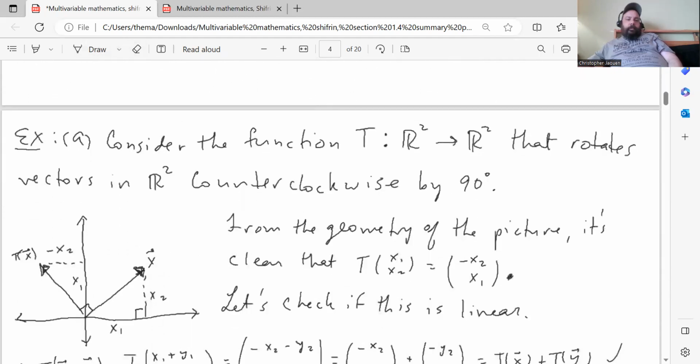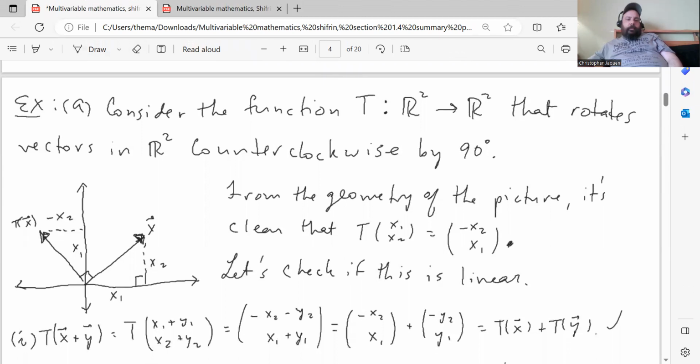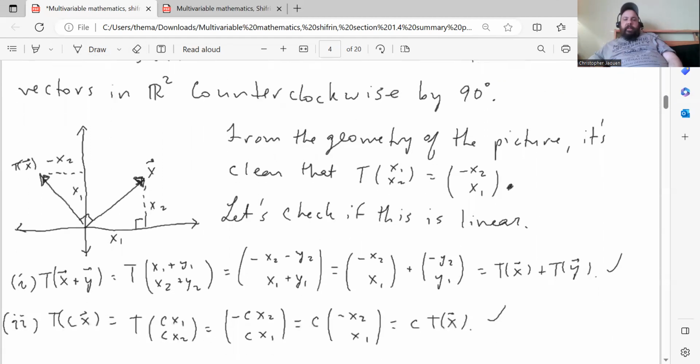Right, next example, consider the function T. Here, the domain of T is R2 and the codomain is R2, so T goes from R2 to R2. And what T does is it rotates vectors in R2 counterclockwise by 90 degrees. And you can figure out what the algebraic rule is for T by just using geometry.